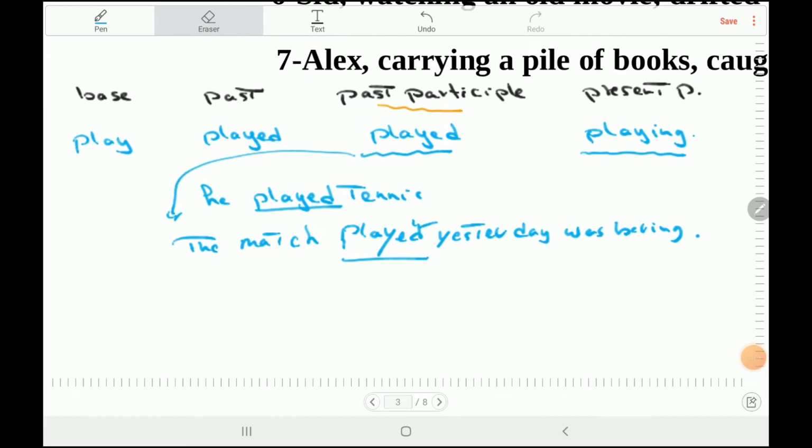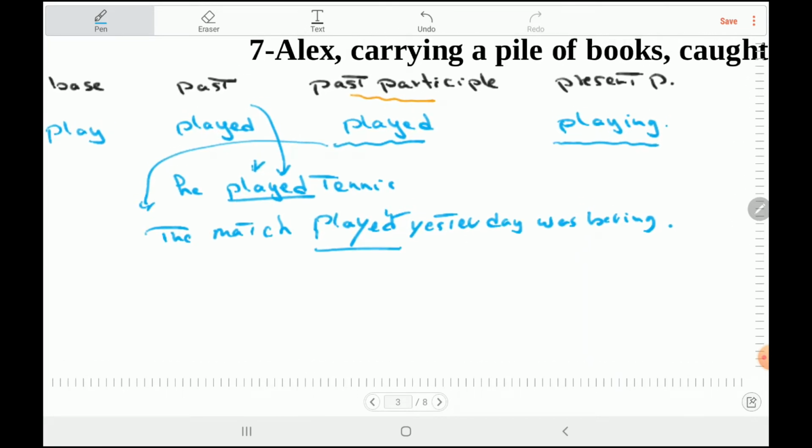So the first example, he played tennis. Is that an action? Yes. So this is the verb, the past of play. But when I say the match played yesterday was boring, is the match doing an action? Did the match play, or are you modifying the match? You are describing any match played yesterday. So where is the verb of match? It is was. So this is the verb of match. Then what is played in this case? It is called a participle, or let's call it a modifier. Modifying what? The match. It modifies the match.